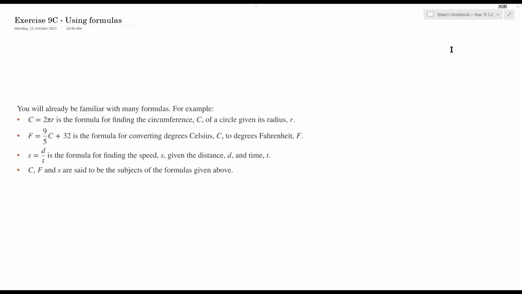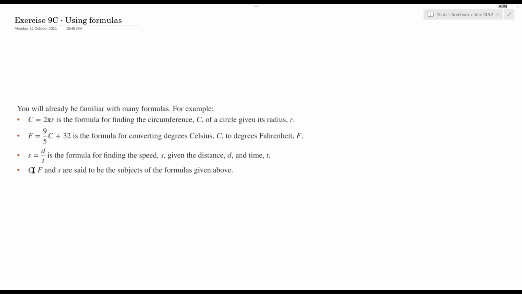What do I mean by that? For example, we know a bunch of different formulae. Circumference of a circle is 2 pi r, and the idea generally is that to find circumference, you need to have the radius. And to convert a temperature between degrees Celsius and Fahrenheit, you have a formula for that as well. So as long as you have C, you can figure out F. And speed equals distance over time is a formula for finding speed if you have distance and time.